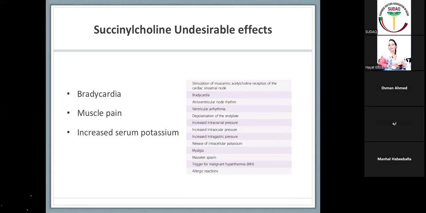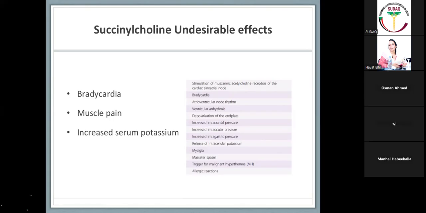It's quite common in the young. It's less common in children, the elderly, and pregnant patients. You can treat it with pre-curarization. That's giving a small dose, as we will see later, of a non-depolarizing muscle relaxant.